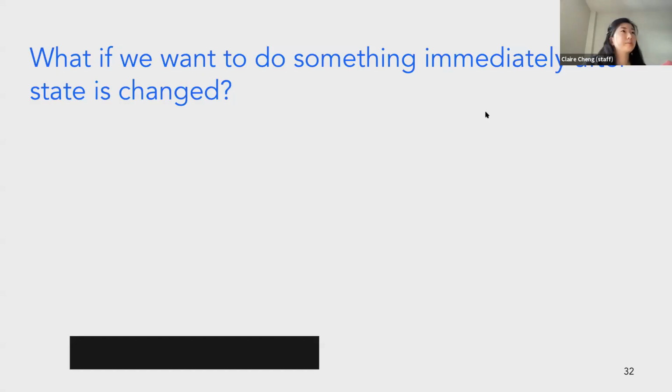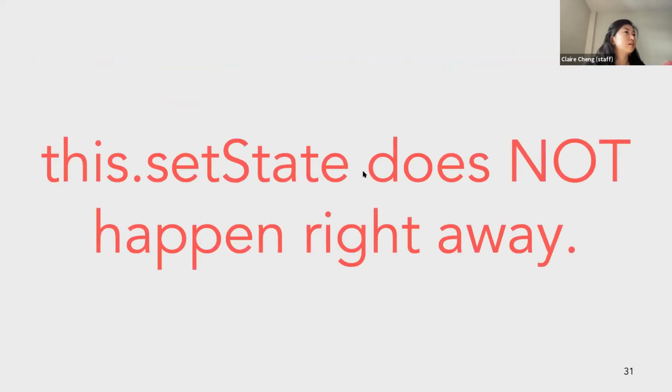Okay, so back to set state for a bit. Remember we talked about how this dot set state does not happen right away. And if we include a line of code right after set state, we cannot expect the state to have already changed. But what if there are cases where you want to do something right after state is changed? Maybe add it to a list, or do something with the state after it's changed, but I don't know when it's going to change.